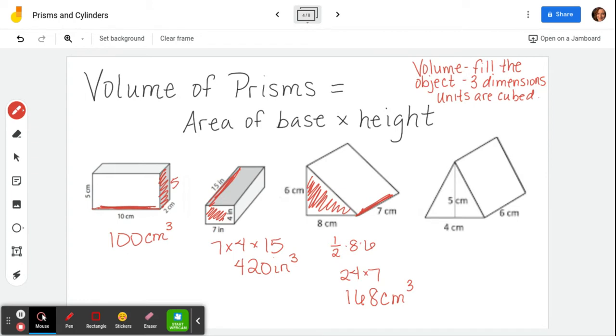Here's another one like that. The base is a triangle. The area of a triangle is 1/2 times the base times the height. Half of 20 would be 10. Take that times the distance between the bases. That's called your height. It's how tall it is if you stand it up on the base. 10 times 6 is 60, so that would be 60 centimeters cubed.